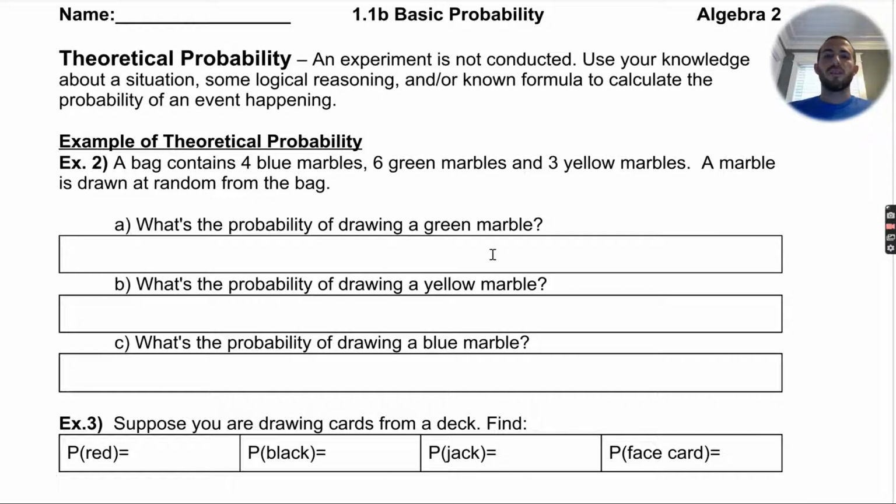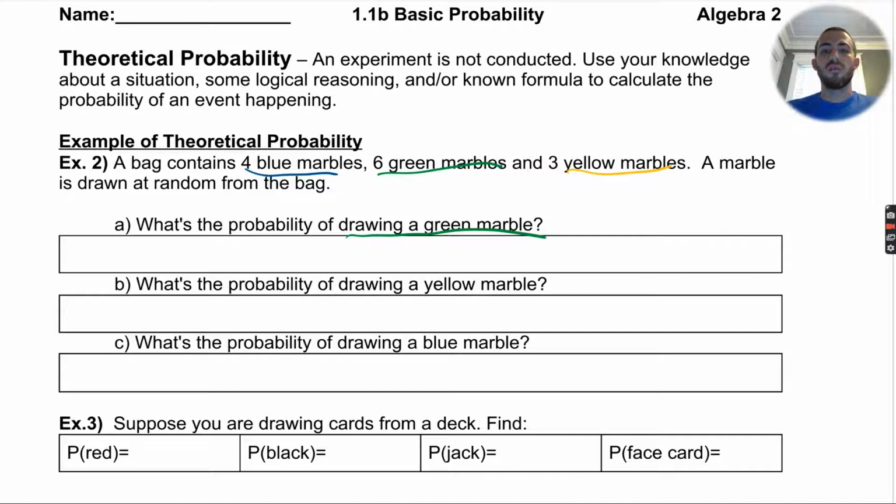All probability is calculated the same. Theoretical probability is just a case where an experiment isn't conducted and we use knowledge about our situation to figure out what the probability would be. So an example, if we have a bag of marbles, we got 4 blue, 6 green, 3 yellow, and we're drawing them at random from a bag. So what's the probability of drawing a green one?